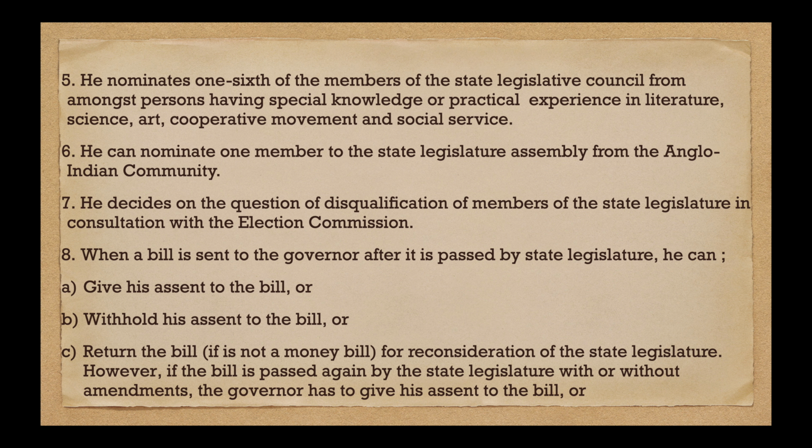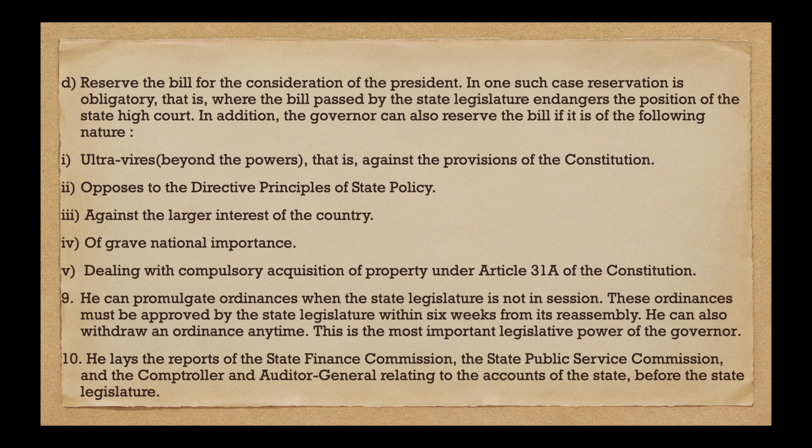8. When a bill is sent to the governor after it is passed by the state legislature, he can give his assent to the bill, or withhold his assent to the bill, or return the bill if not a money bill for the reconsideration of the state legislature. However, if the bill is passed again by the state legislature with or without amendments, the governor has to give his assent to the bill or reserve the bill for the consideration of the President. In one such case, reservation is obligatory, that is, where the bill passed by the state legislature endangers the position of the state high court.